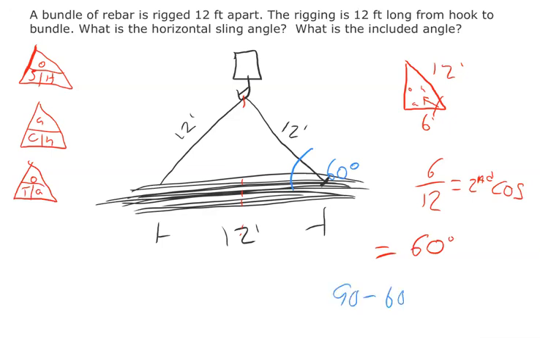90 minus 60 equals 30. That means this half is 30, but it also means that this whole thing is 60. And then down here, what do we have? Another 60. And 60 times 3 is 180. So what we have is 3 equal angles of 60 degrees and 3 equal sides of 12 feet.